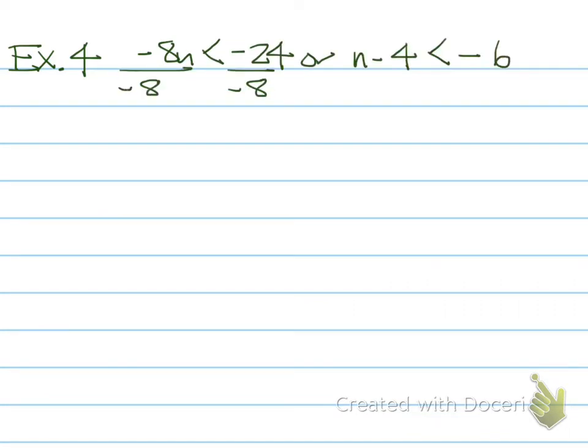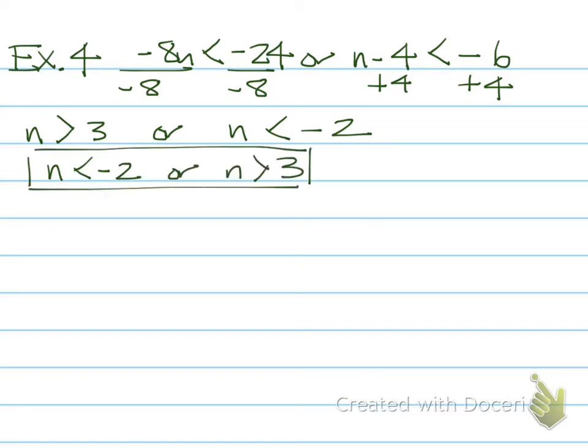And the last example, we want to start by subtracting 8 from both sides of the left inequality, adding 4 to both sides of the right inequality, and we get our solution. n is greater than 3, or n is less than -2. We typically write the less than sentence on the left, then "or," then the greater than sentence on the right.